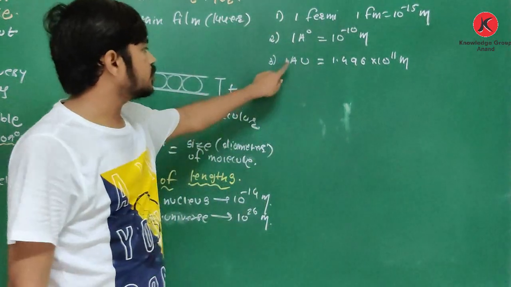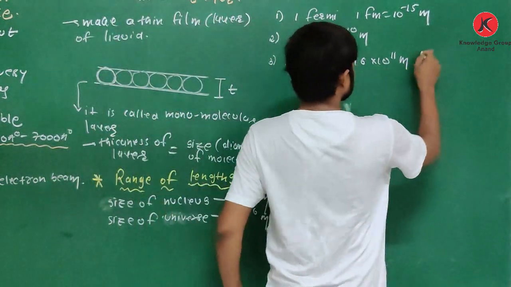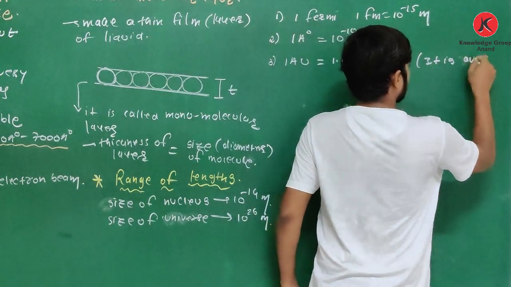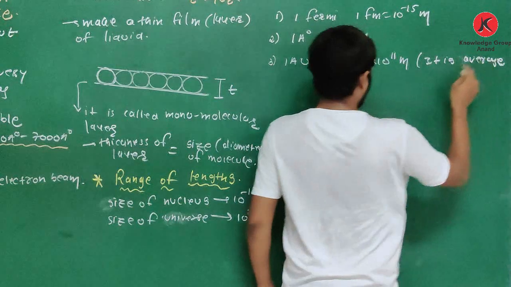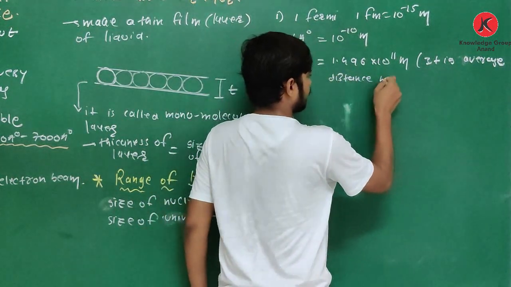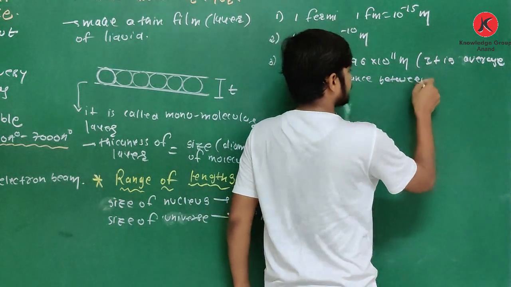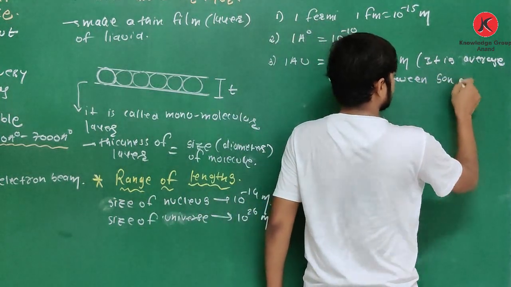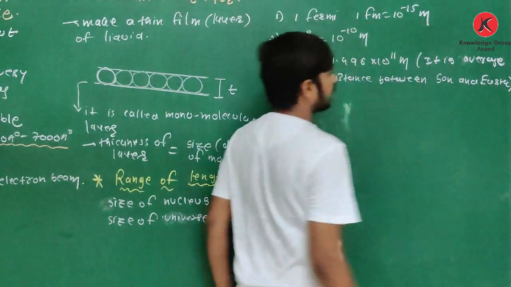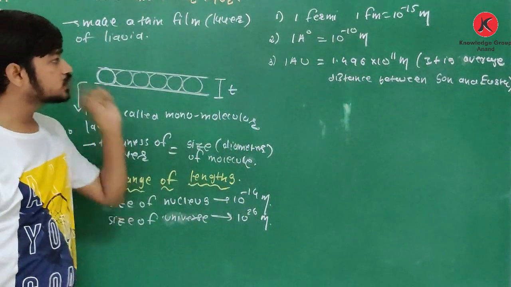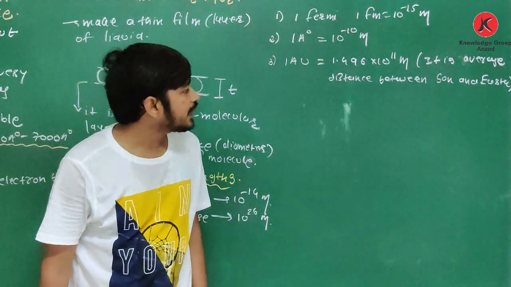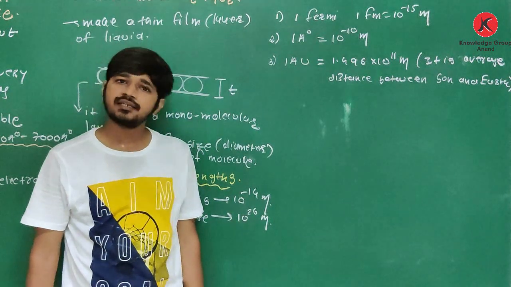Now what is the definition of 1 astronomical unit? It is the average distance between the sun and earth. What is 1 astronomical unit? 1.496 into 10 raised to 11 meter. It is the average distance between the sun and earth.